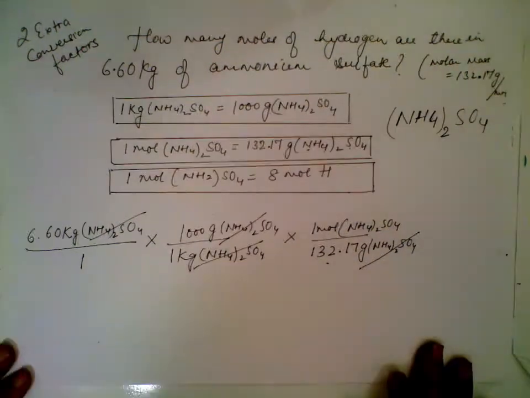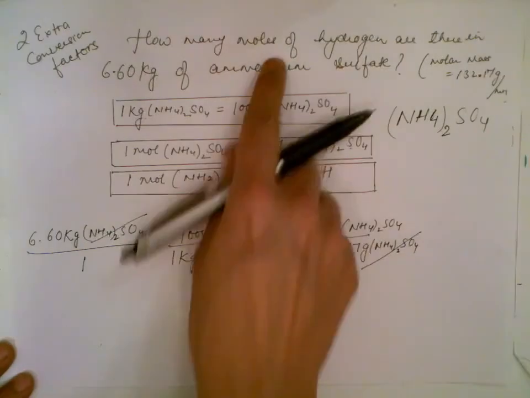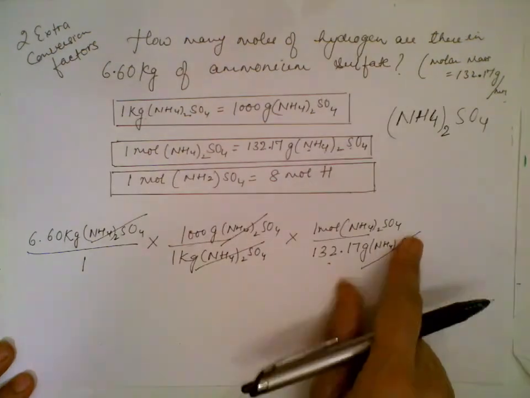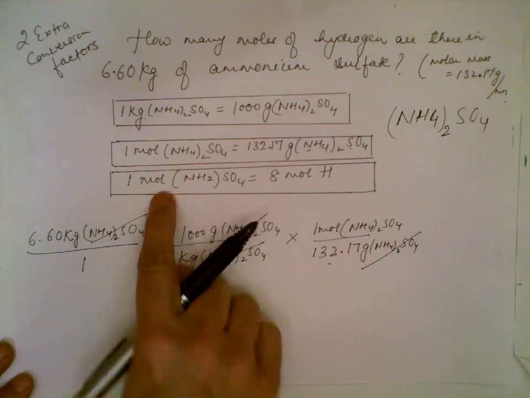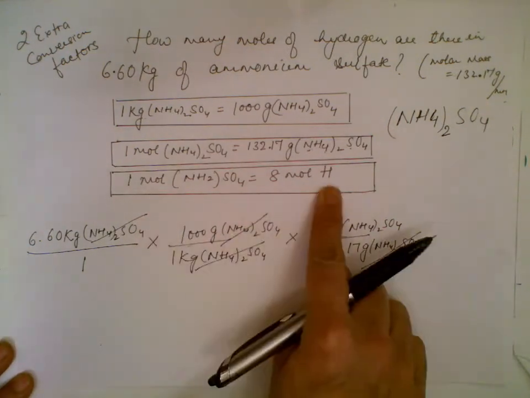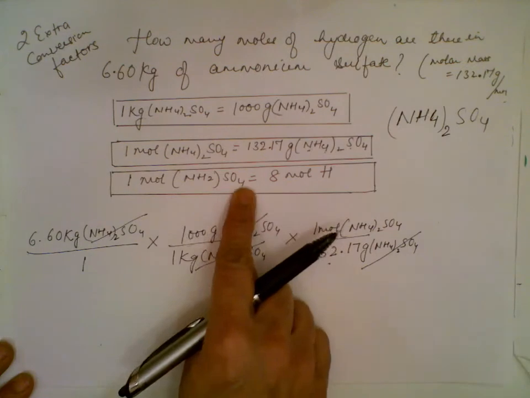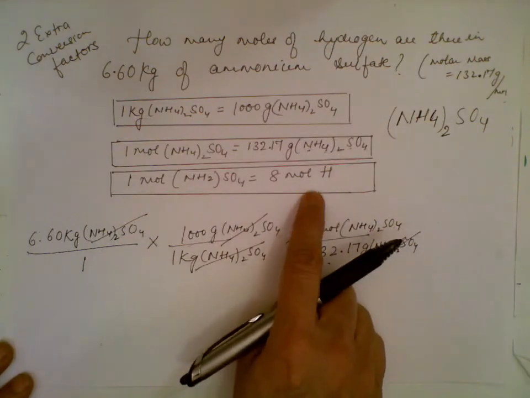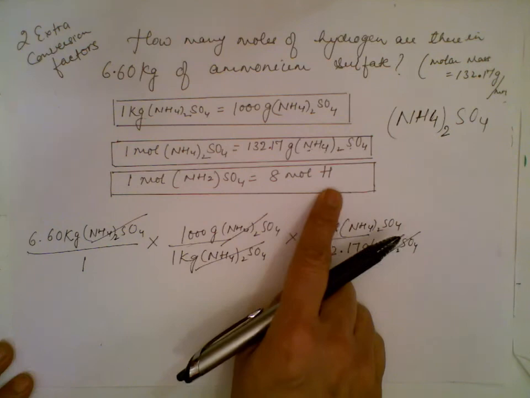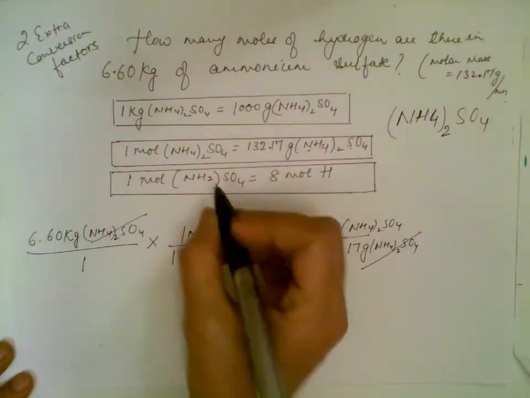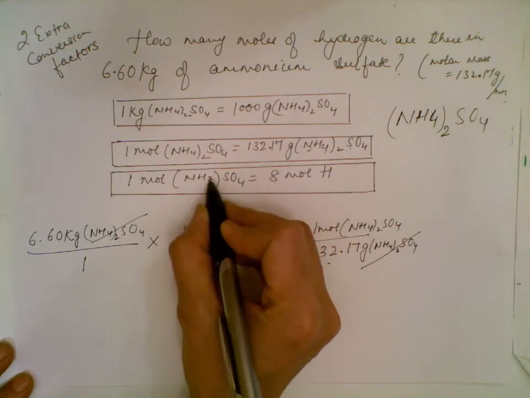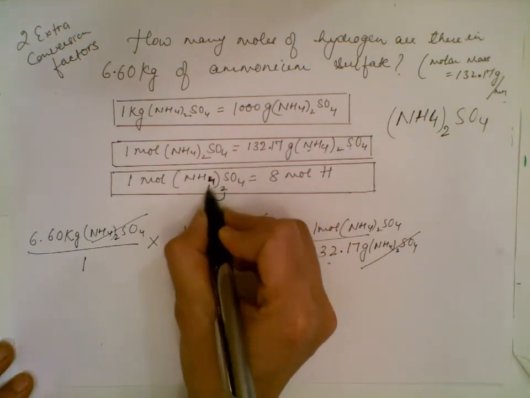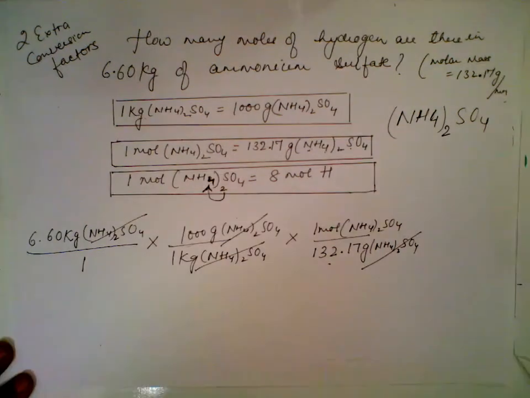However, that's not what they're asking. The question is asking you the moles of hydrogen. They're not asking you the moles of ammonium sulfate. So that is why we need another equivalent. Now this equivalent is that 1 mole of ammonium sulfate contains 8 moles of hydrogen, meaning how many moles are contributed by hydrogen in 1 mole of ammonium sulfate. So 2 times 4, 8. All right, that is how you got this 8. I'm not talking about the rest of them, just 2 times 4, 8 for hydrogen.